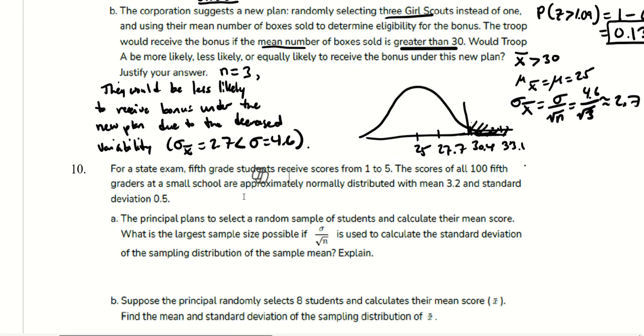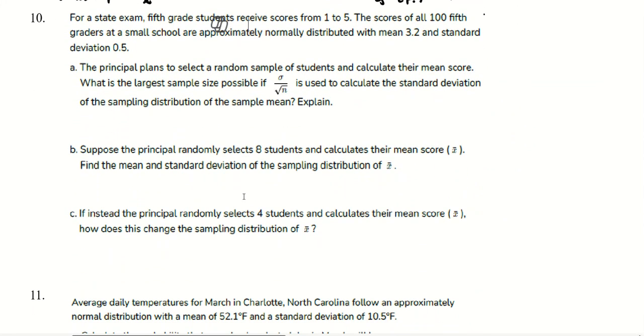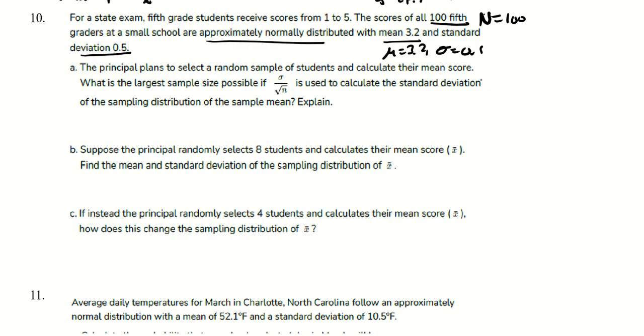All right, so number 10. For a state exam, 5th grade students receive scores from 1 to 5. The scores of all 100 5th graders at a small school are approximately normally distributed, with a mean of 3.2 and standard deviation of 0.5. So we know that the population size is 100, that it's approximately normal, that the mean is 3.2, and that the standard deviation is 0.5. So that's the information that we have so far.